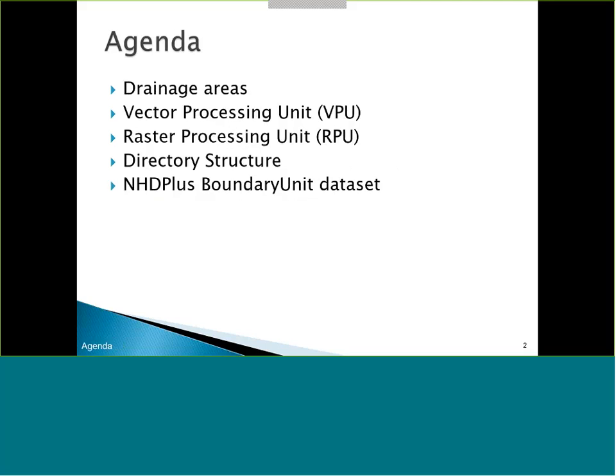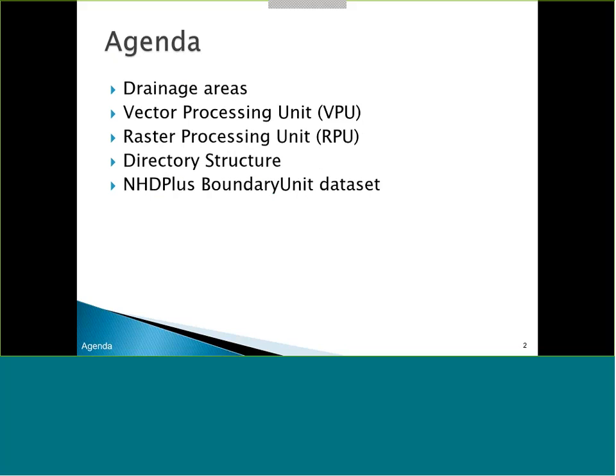Okay. We'll explain the various NHD Plus processing and distribution units. These units are hierarchical and spatially nested within each other, with the drainage area being the highest level of the distribution units. The three types of units are drainage area, vector processing unit, better known by its acronym VPU, and the raster processing units, or RPUs.